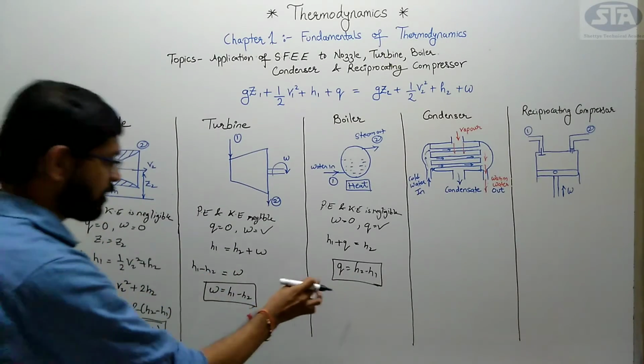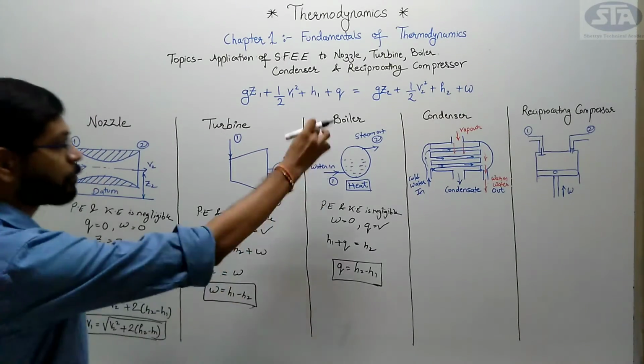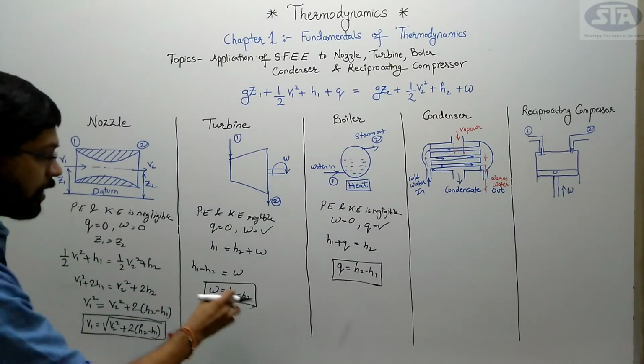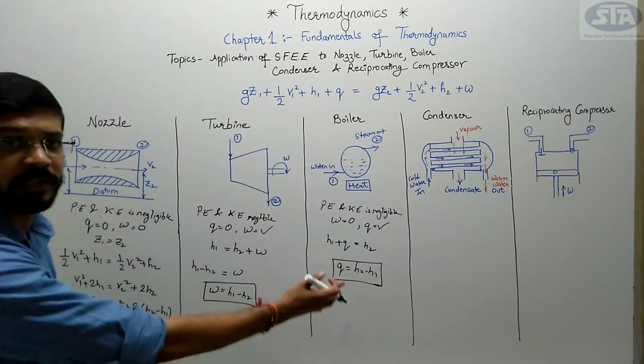Okay. See, for a turbine, work is done, that is H1 minus H2. In a boiler there is a heat transfer, and there is nothing to do with work. The formula is just vice versa.